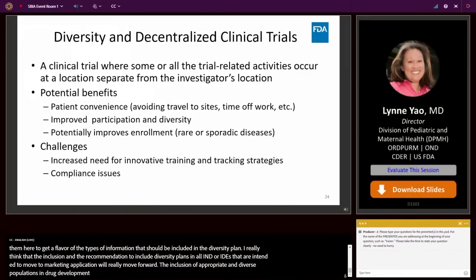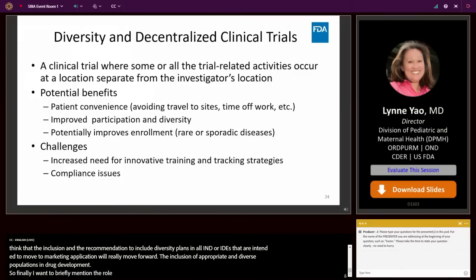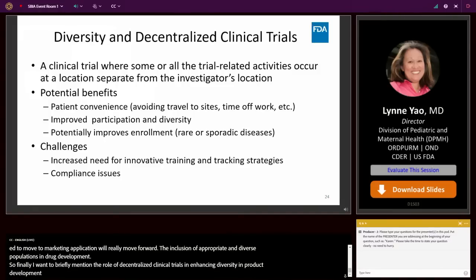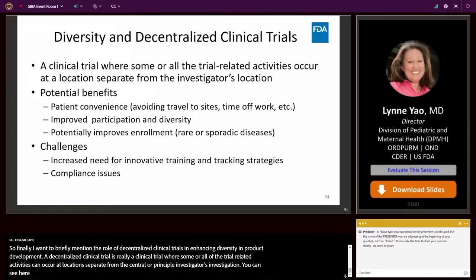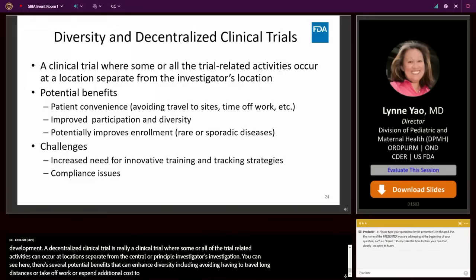So finally, I want to briefly mention the role of decentralized clinical trials in enhancing diversity in product development. A decentralized clinical trial is really just a clinical trial where some or all of the trial-related activities can occur at locations separate from the central or principal investigator's location. You can see here several potential benefits that can enhance diversity, including avoiding having to travel long distances or take off work or expend additional costs to participate in a clinical trial.